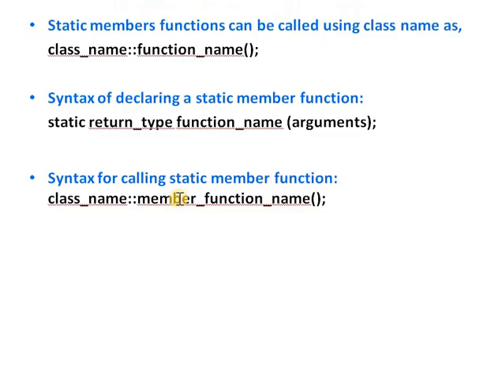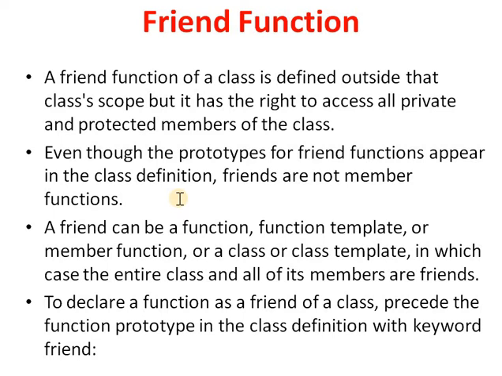Next we will see the friend function. What is the use of a friend function? A friend function of a class is defined outside that class scope, but it has the right to access all the private and protected members of the class.